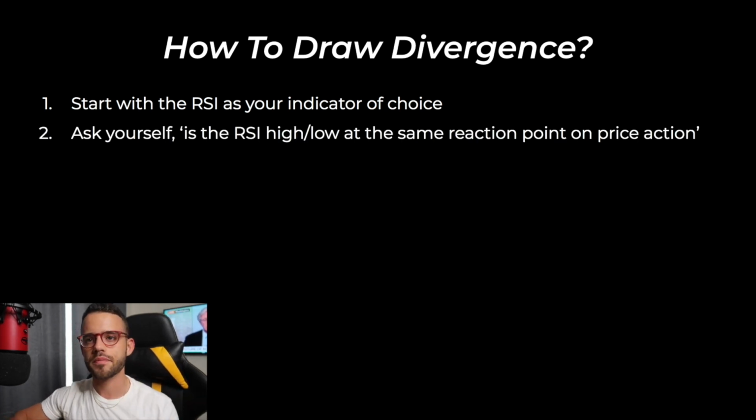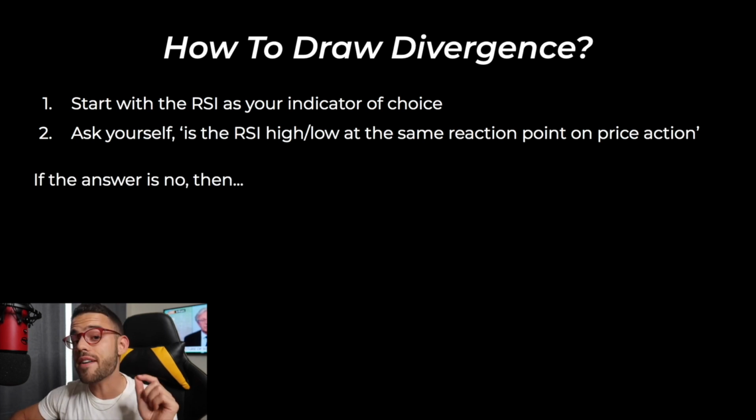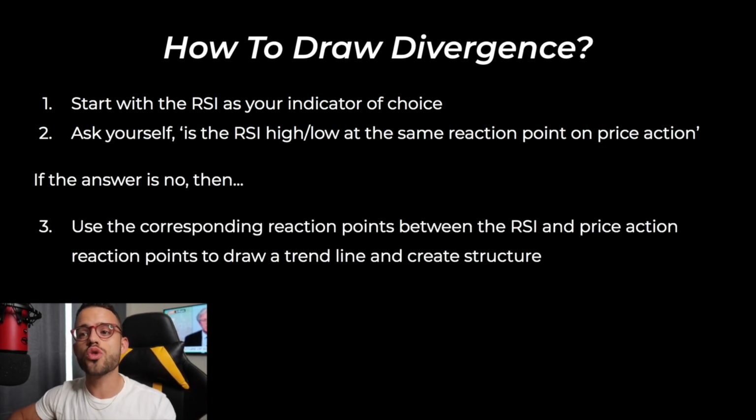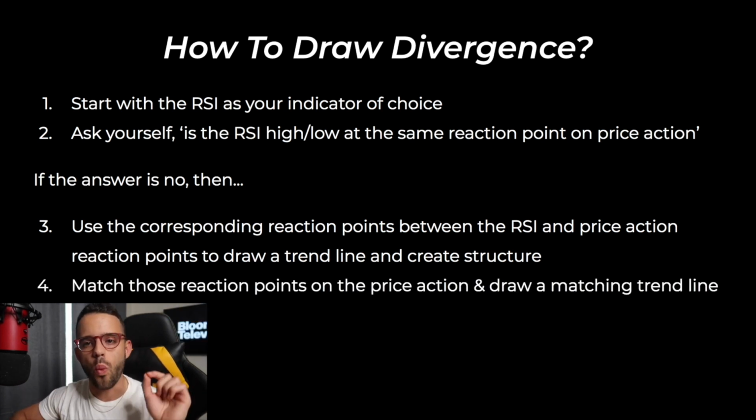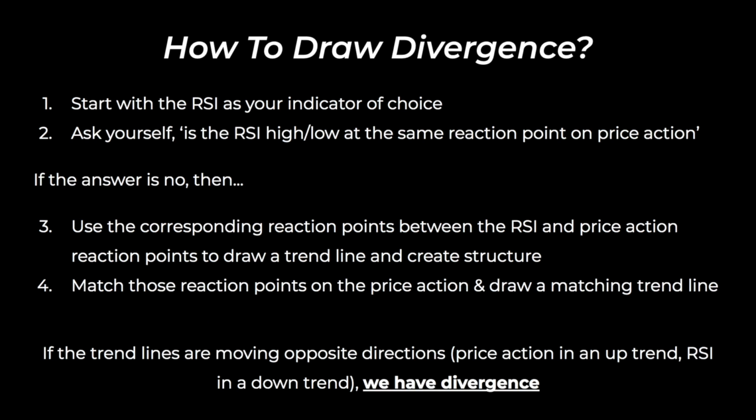Start with the RSI. Then you're going to ask yourself, is the RSI high or low at the same reaction point as price action? If the answer is no, you're going to use the corresponding reaction points between the RSI and price action to draw reaction points and draw trend lines. One trend line on the RSI and one trend line on price action. Once you have those trend lines drawn, you're going to be able to clearly identify if there's divergence or not. How? Like I told you already, if price action is moving one way and the RSI is moving the opposite way, that difference, because they're not in agreement, creates divergence.